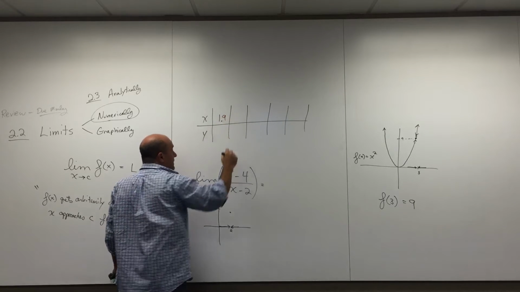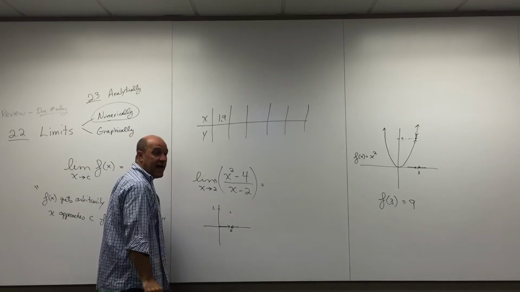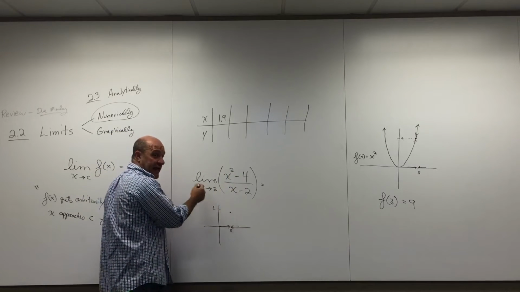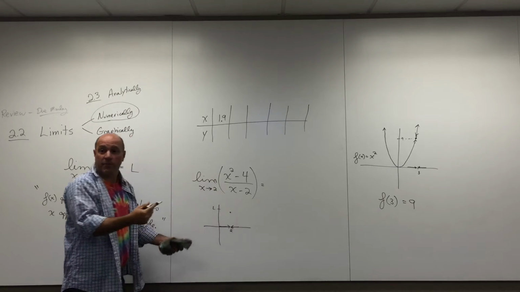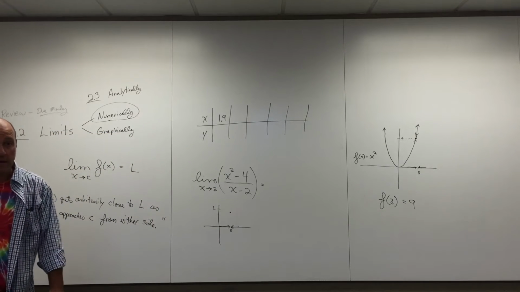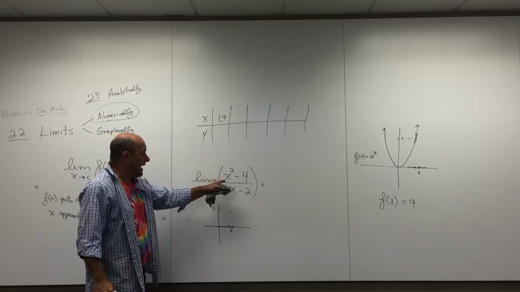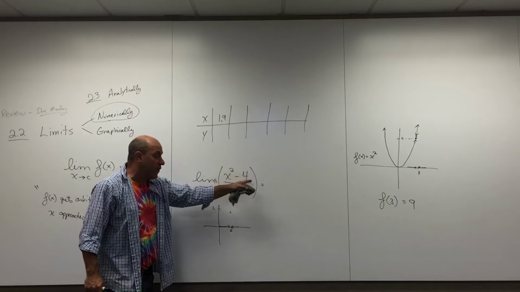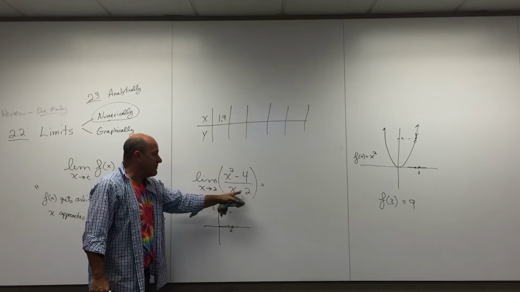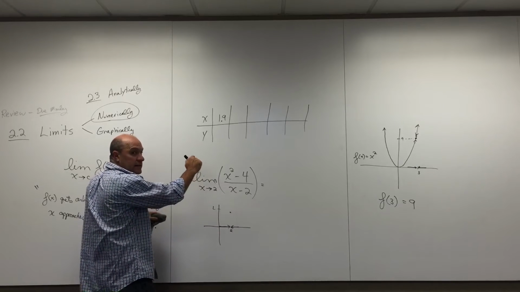Now help me, please. You do need to pick up a calculator now. I want to plug a 1.9 into this function. X is getting close to 2, so I'm going to plug in a 1.9. That's doing this problem numerically, and it is a little tedious. You've got to plug in a 1.9, square it, subtract 4, plug in 1.9 minus 2, divide that, and work it out.